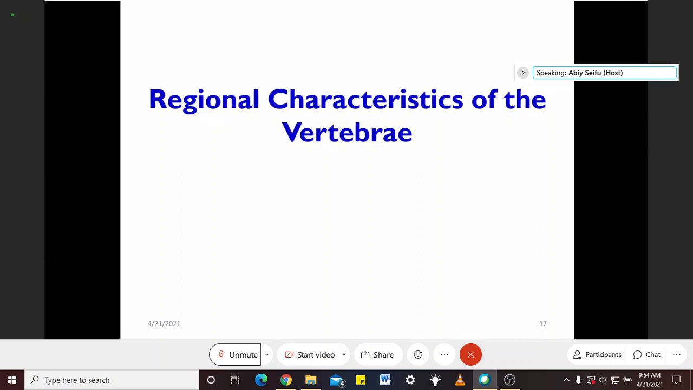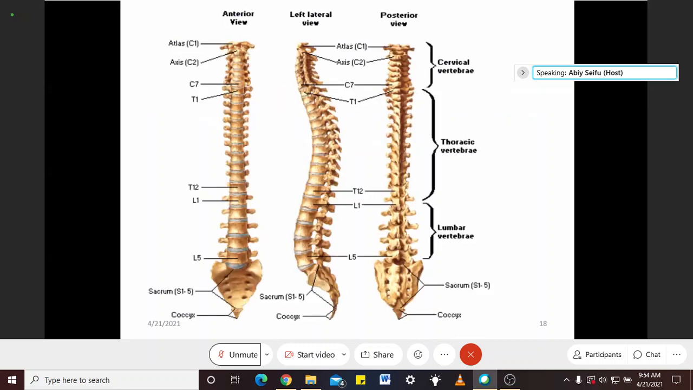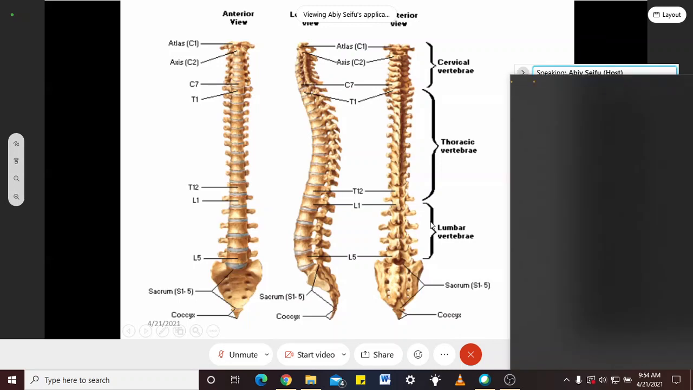The vertebrae vary from region to region. We have segmented the vertebral column into 5 regions. The upper one is the cervical vertebrae, which contains 7 cervical vertebrae. Inferior to that there are the thoracic vertebrae, which are 12 in number. Next to that there are the lumbar vertebrae, which have a massive body.